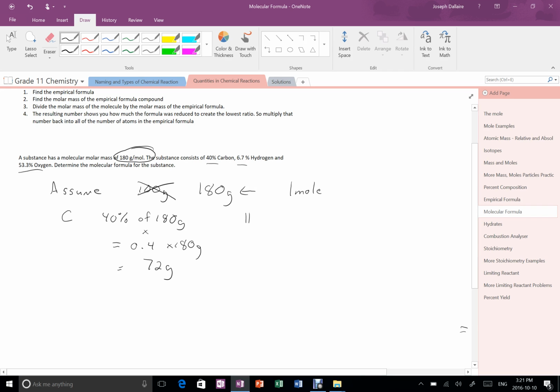For hydrogen, I have 6.7% of my total 180 grams is hydrogen. So doing that multiplication, remember whenever you use percent in a calculation, it needs to be in its decimal form. Getting me 12 grams of hydrogen.